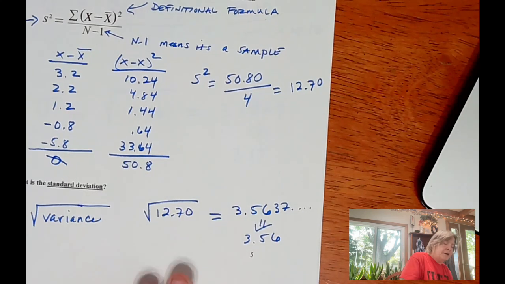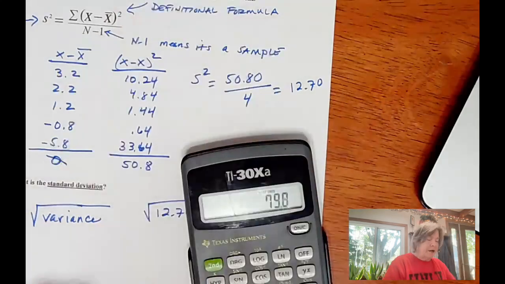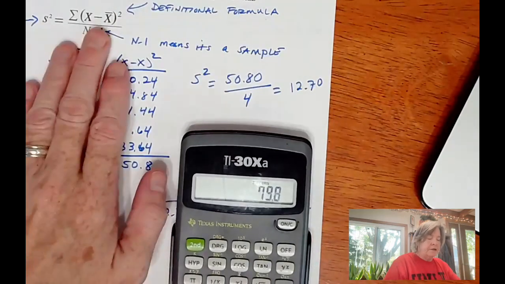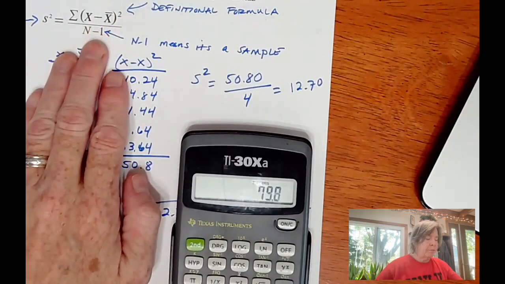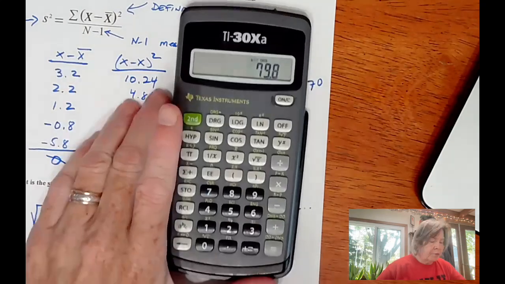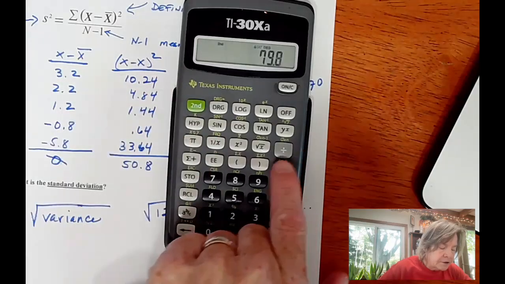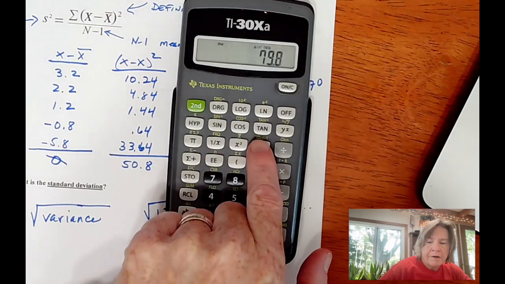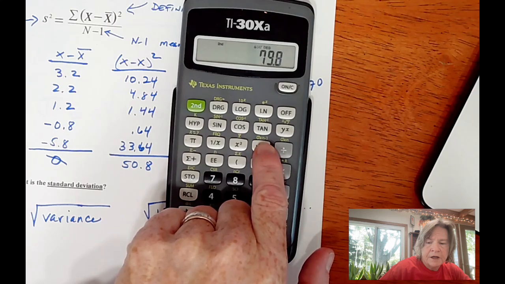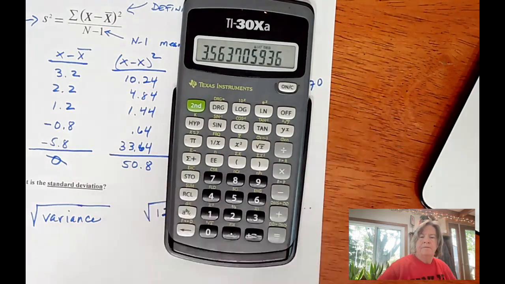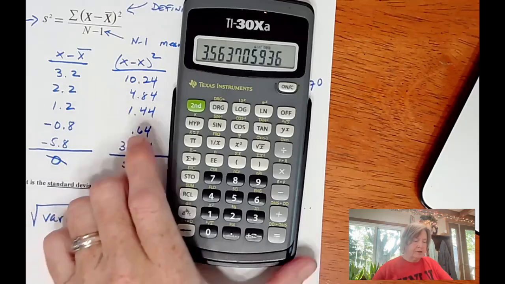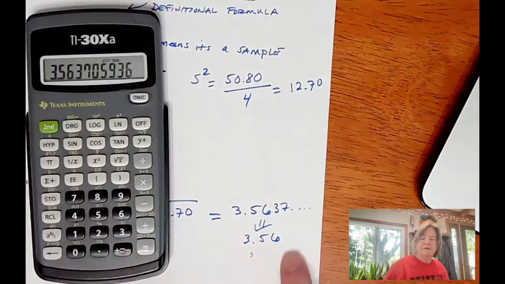Now, on your calculator, this is how to get the standard deviation for a sample, which is what we did. To get the sample on your calculator, go second, and the square root key above it, you see where it has that symbol with the n minus 1. And you get 3.5637, 3.56.